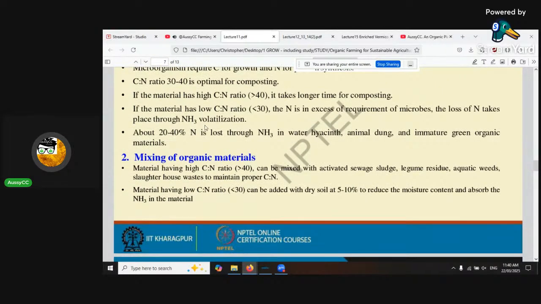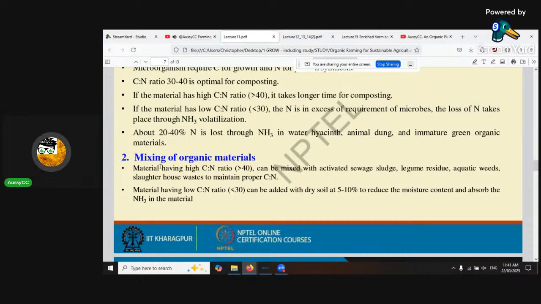And one reason why you bury your green material, your green manure as it's called, is because it volatilizes off. You lose 20 to 40% of nitrogen through ammonia. That's in water hyacinth, animal dung, and immature green organic materials. If it's not buried, it turns brown, and that brown has lost all its nitrogen, which means the NH3 is gone back to the atmosphere. So you want to retain that, so that's why you bury it.